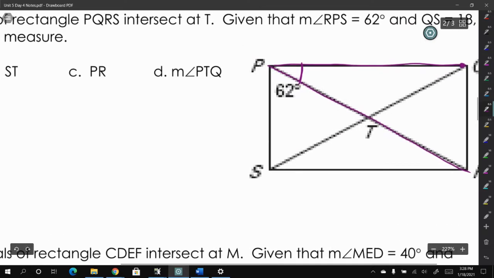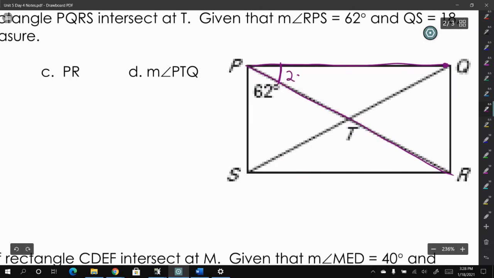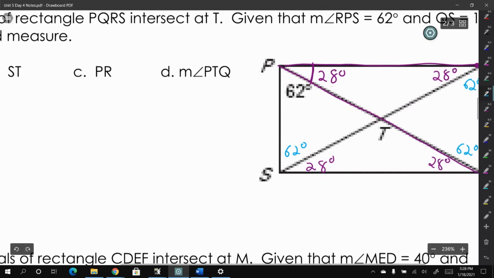So what that allows us to do is say, okay, this is 28 degrees, this is 28 degrees, 28 degrees, 28 degrees. And the problem may not ask us for all of this information, but we know it, so why not just fill it in just in case?